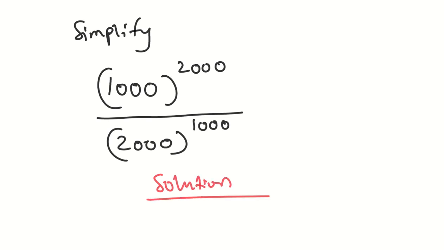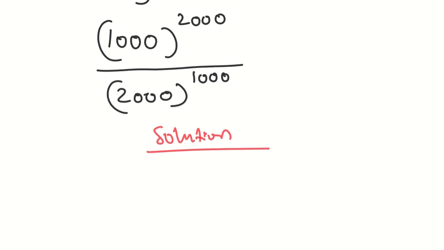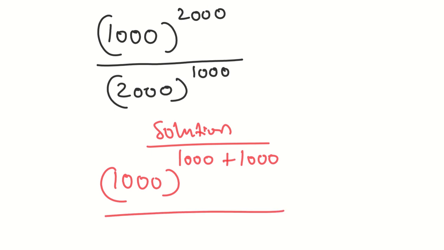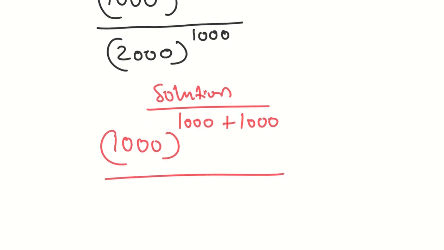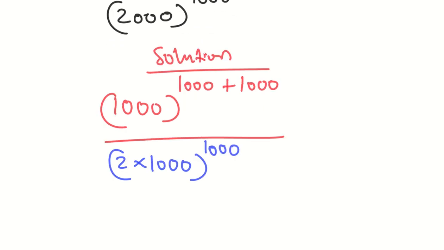So let's start by rewriting this 1000 raised to the power of 2000 as, watch this now, 1000 raised to the power of 1000 plus 1000. 1000 plus 1000 is what? 2000. Moving on. So all divided by what? Like I told you, we are also going to change this 2000 and rewrite it as 2 times 1000. So 2 times 1000 all to the power of what? 1000. Very good. Now let me start from the numerator.